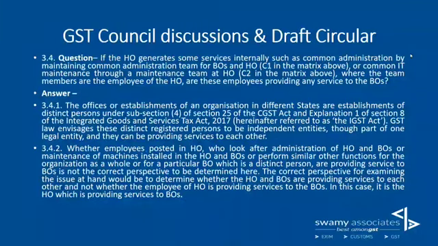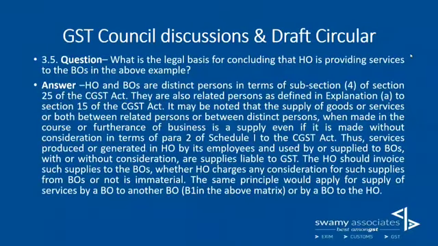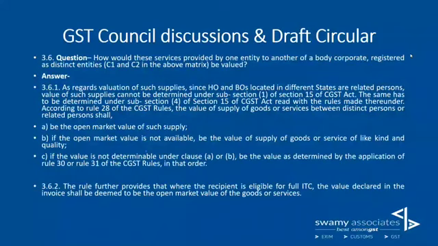Then, what is the legal basis for concluding that HO is providing services to BO in the given example? They are explaining HO and BO are distinct persons in terms of sub-section 4 of section 25. They are also related persons as defined under section 15. It may be noted that supply of goods or services are both between related persons, so this is what we have seen in the beginning of the session. So this is the legal basis. Even though it is part of the same entity, they are treated as distinct persons, and any supply between distinct persons, even without consideration, will become a supply as per Schedule 1. That is the legal basis for all these transactions.